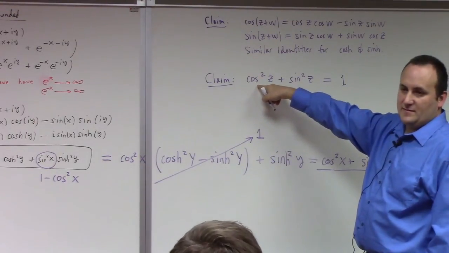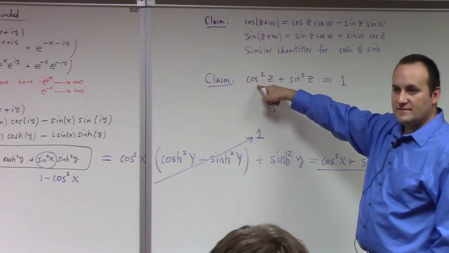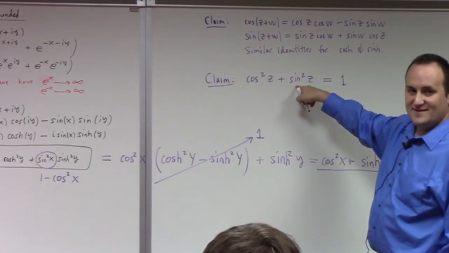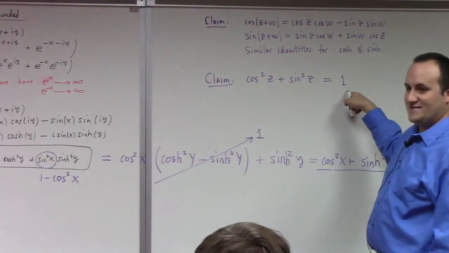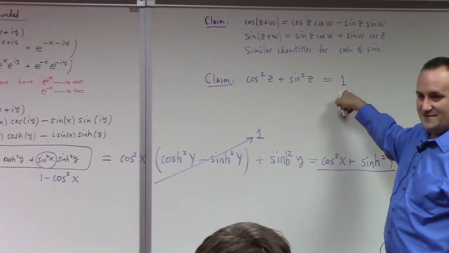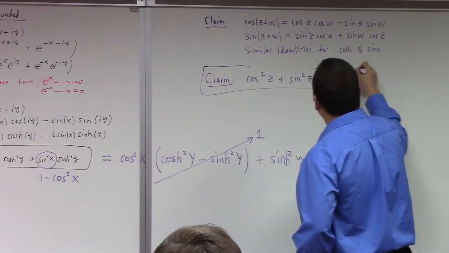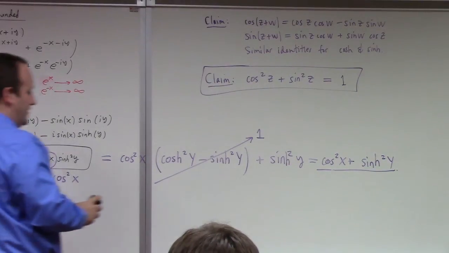Well, cosine of z is unbounded. By the way, if cosine of z is unbounded, cosine squared of z is also unbounded. This guy's unbounded. This guy's unbounded. And yet, these things still conspire together to always give you this constant 1. That's kind of surprising to me. How would you prove that cosine squared plus sine squared is 1? It's probably useful for us to do that.